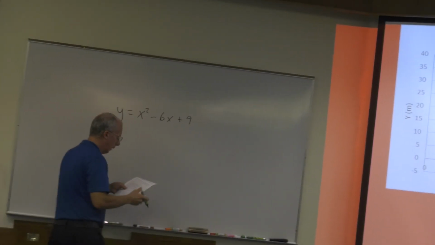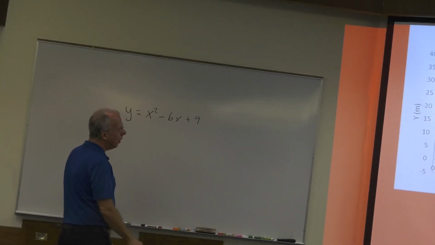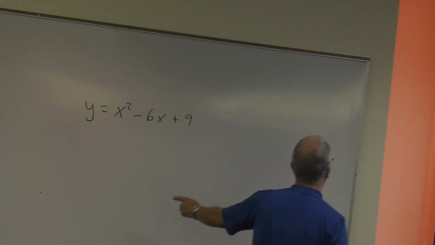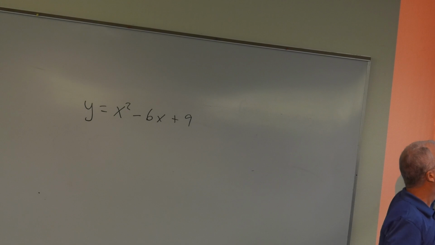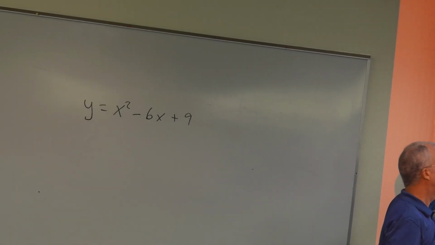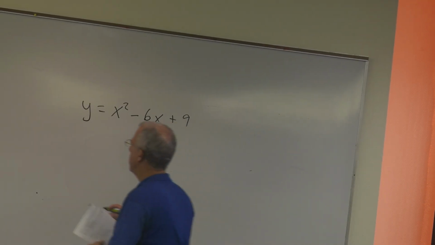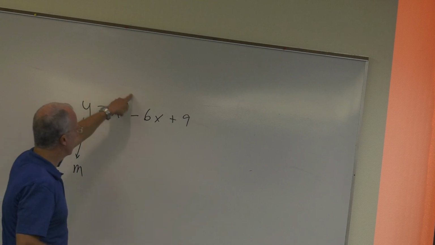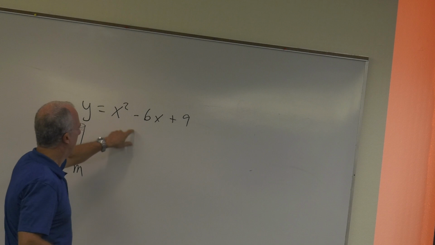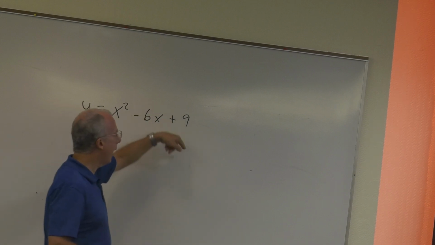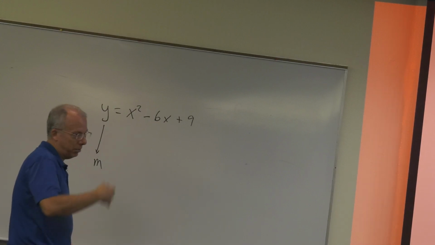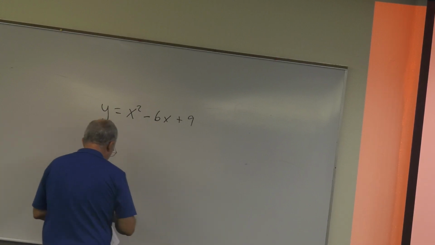Okay, good old parabola. All right, so what are the units of the y? Well, meters, right? The y-axis is the distance in meters. So this has to be meters. All right, so therefore it has to be the units of x squared, meters. 6x, meters. 9, meters. Everything's meters. Because you have to have meters equals meters plus meters.